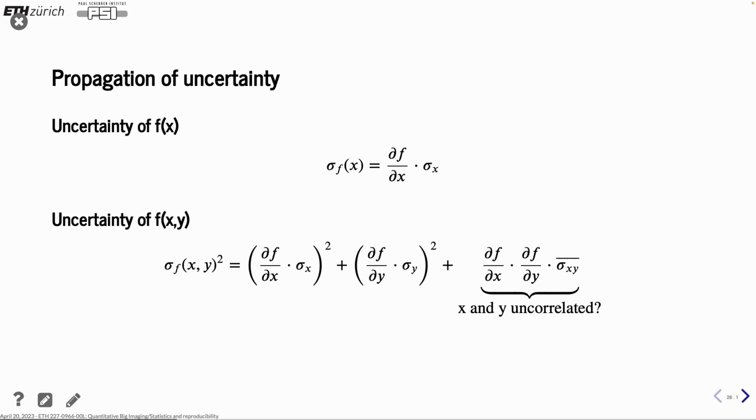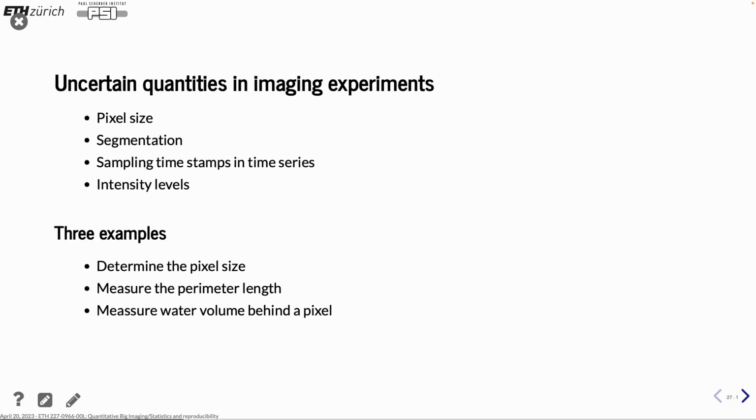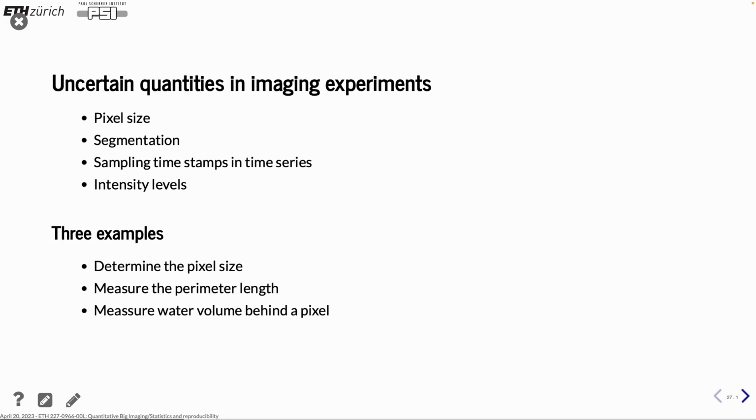And today I'm actually saying that our variables are uncorrelated, so we can skip this part and only work with these two. And now we have some quantities within our imaging experiments. One is the pixel size. How good is our segmentation? Could also, in time series experiments, how precisely we can measure the time between observations. And then finally we have also uncertainties in the intensity levels.